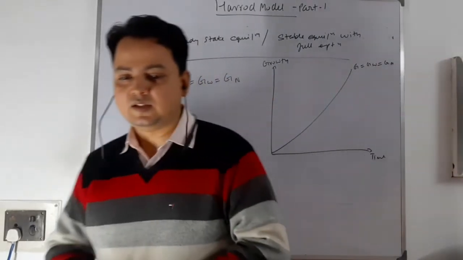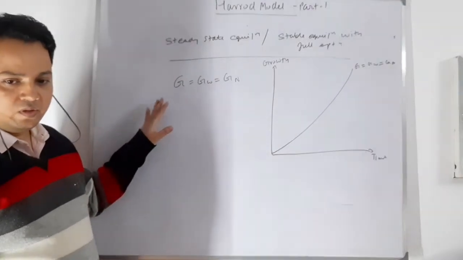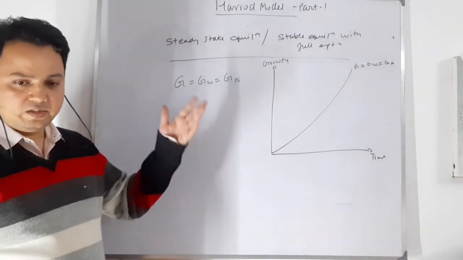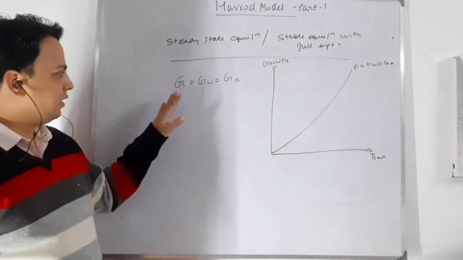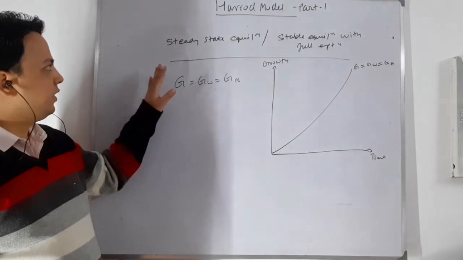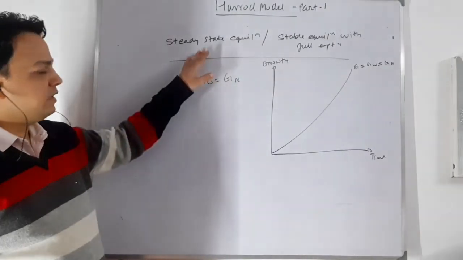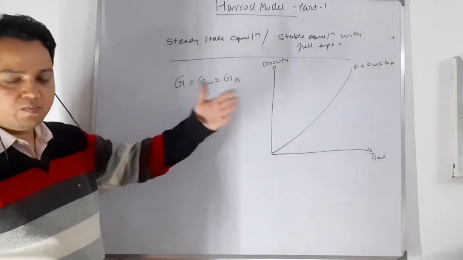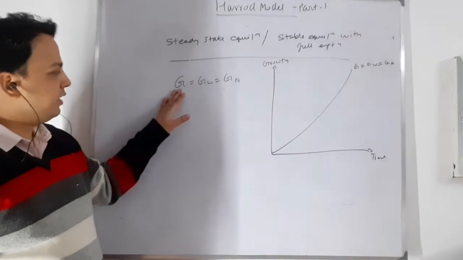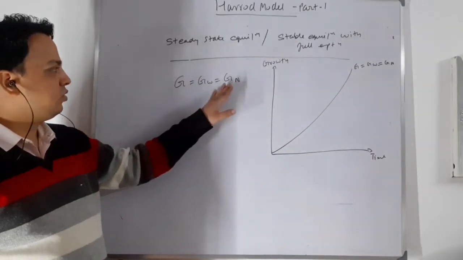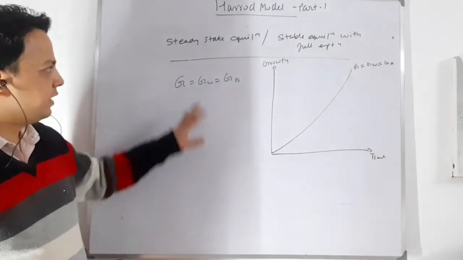So the first question that he raised: how to achieve steady state equilibrium? For addressing these three questions that he has raised, he has given three growth rates. The first answer is that we can achieve steady state equilibrium. What is steady state equilibrium? It is the equilibrium condition in which all the variables are growing at the same rate. It requires that your actual growth rate must be equal to the warranted growth rate equal to your natural growth rate.